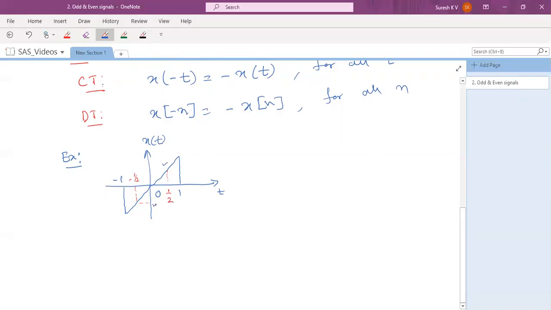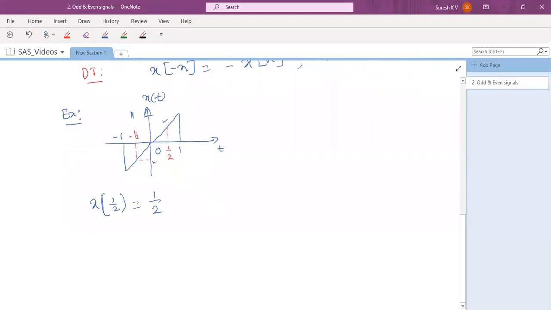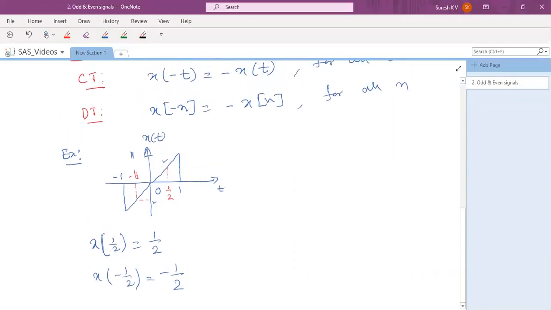So this is an example. For example, in this case, if you take the amplitude to be say 1, so x at half is equal to half because the slope is 1, and you can see that x at minus half is actually equal to minus half. Which satisfies the condition of odd signal.